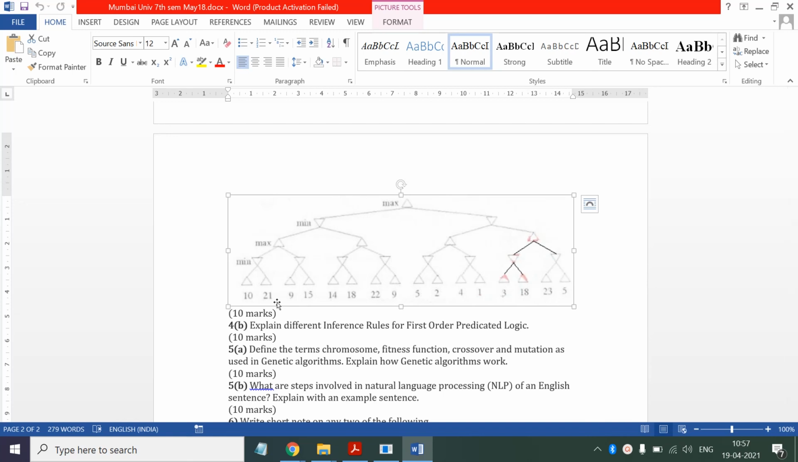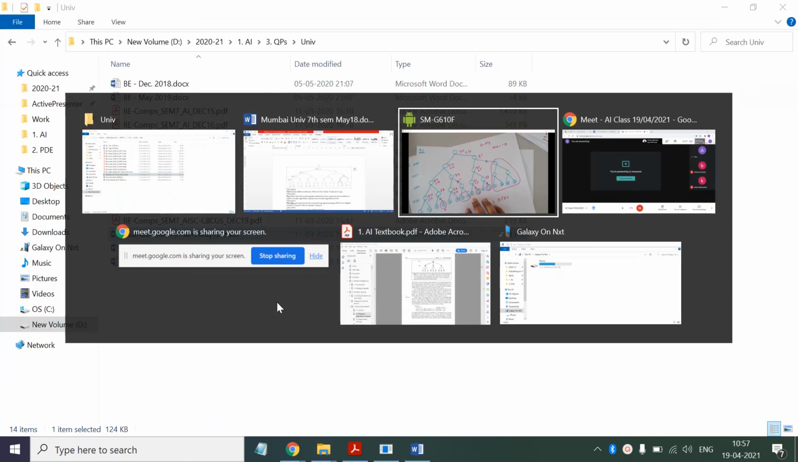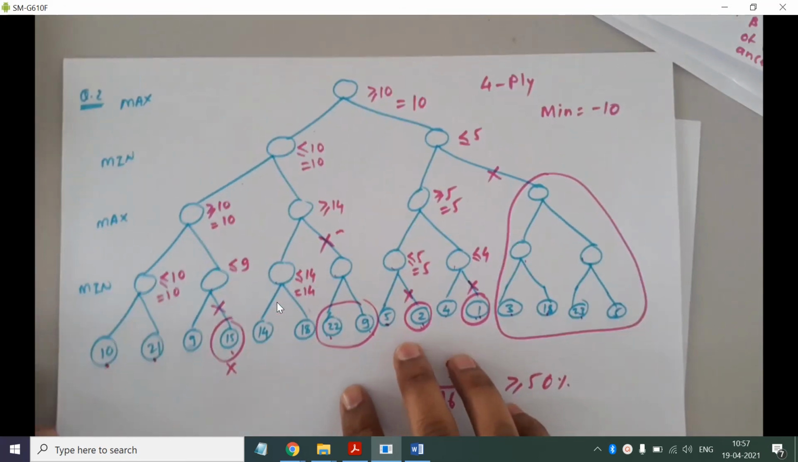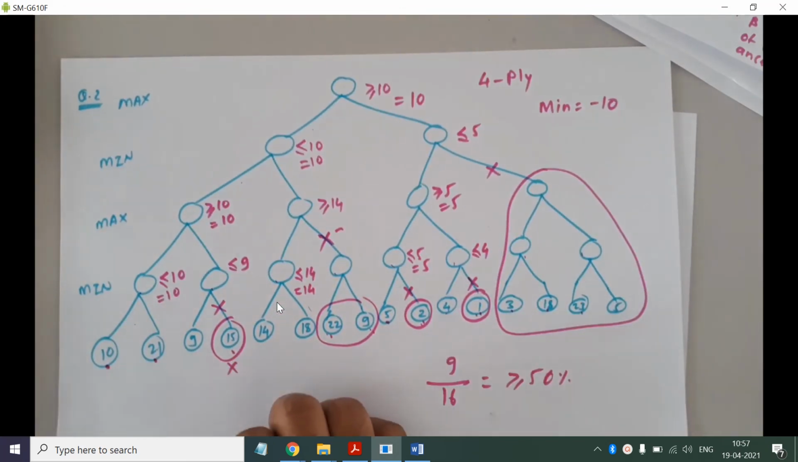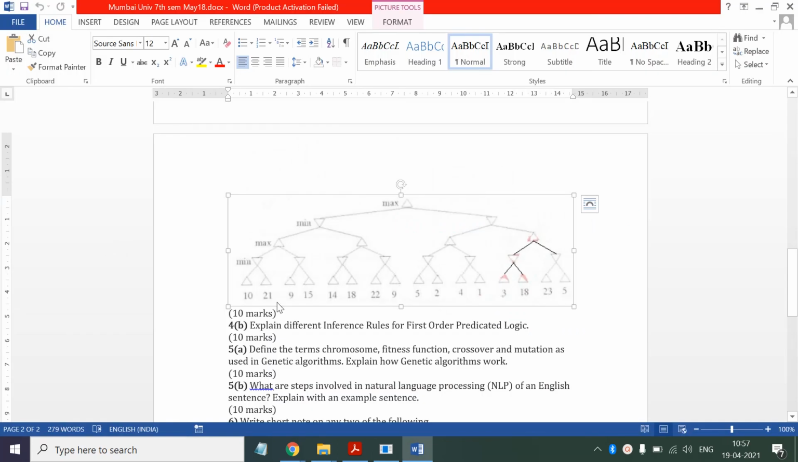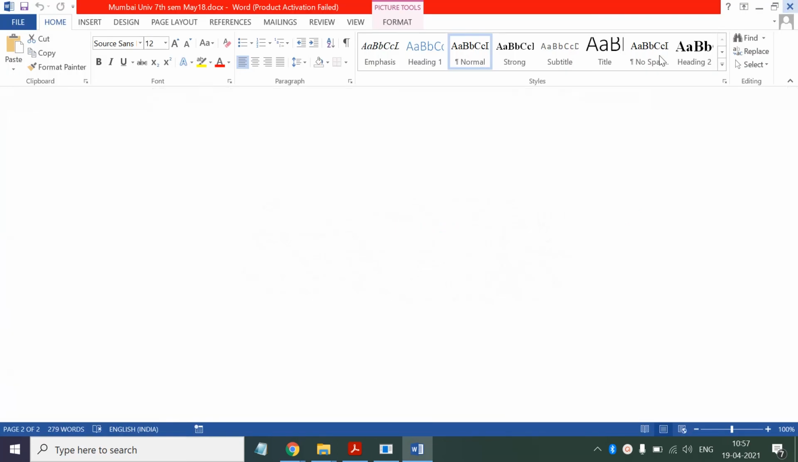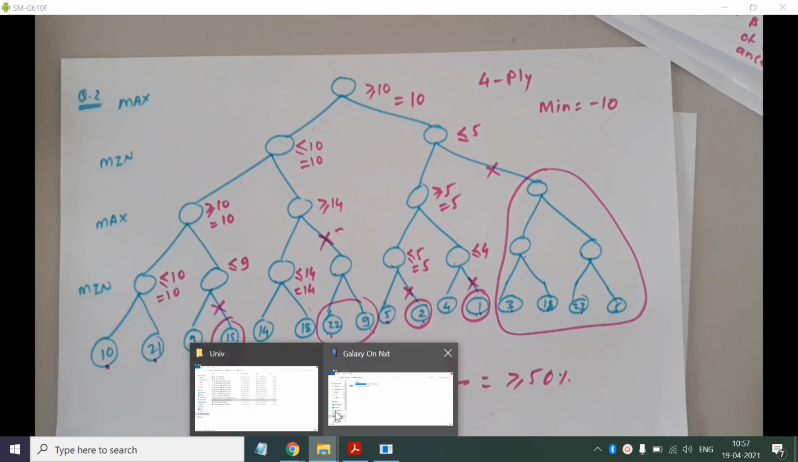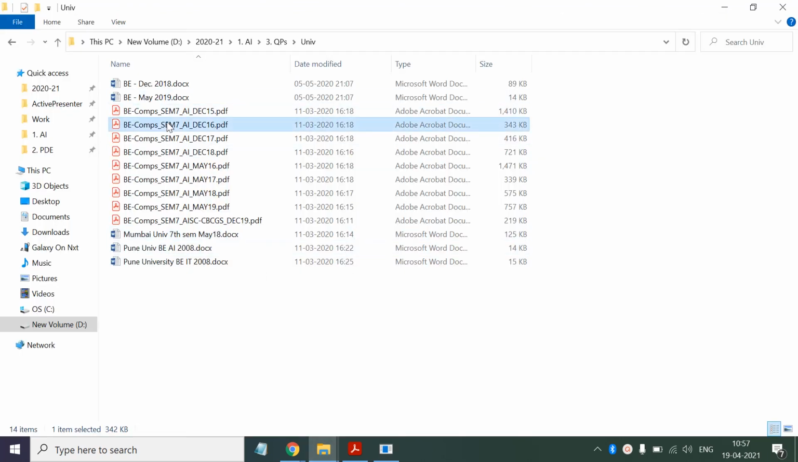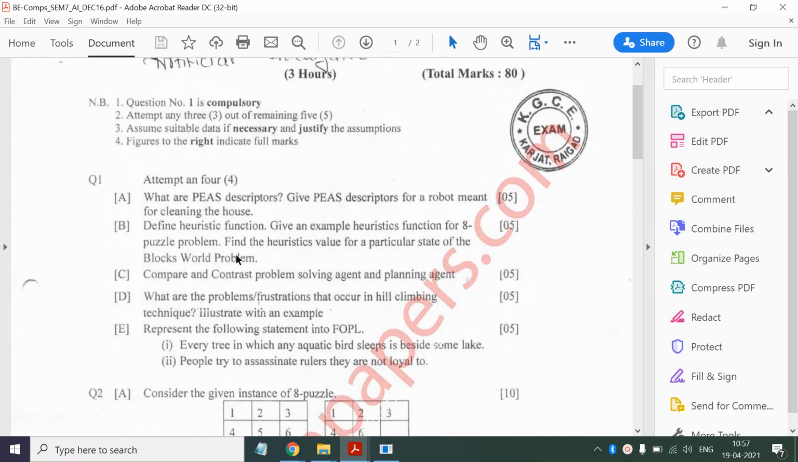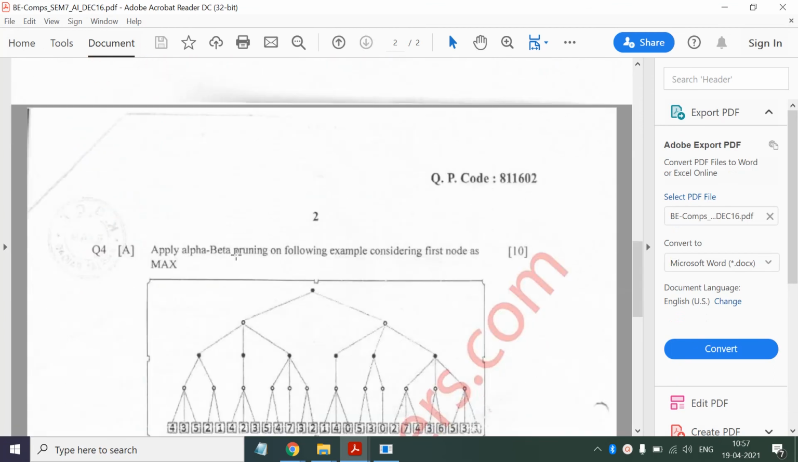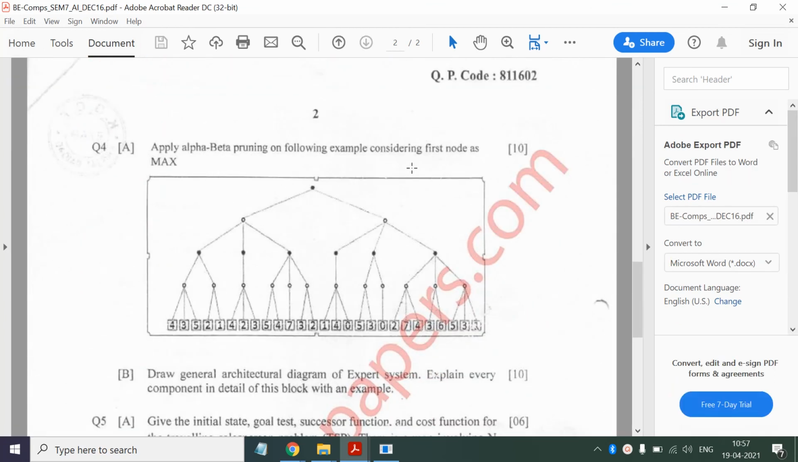As you can see, this is the same problem. 10 21 9 15. Let me show you the Marathwada University paper. Here also we have one question for 10 marks based on alpha beta pruning, and 1 2 3 4, this is a 4 ply game.